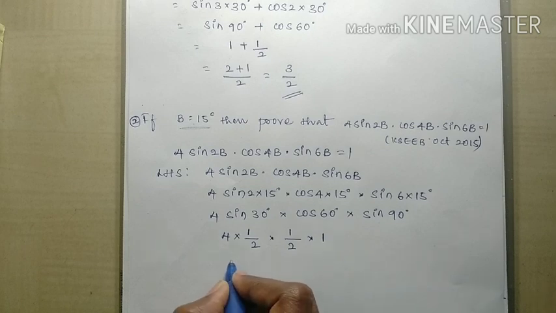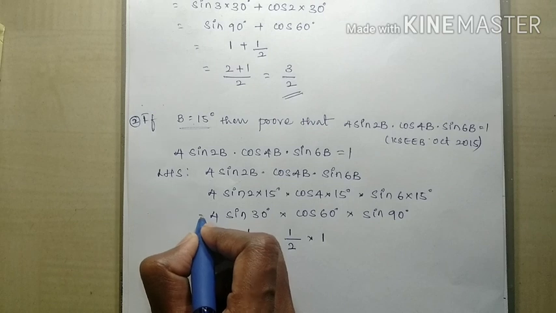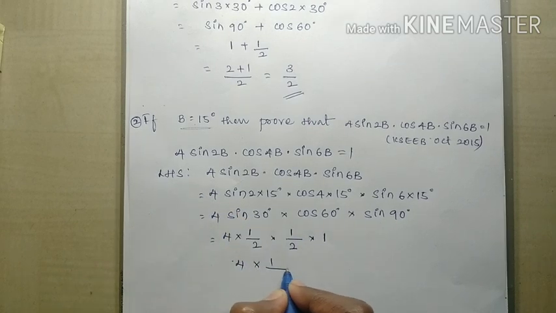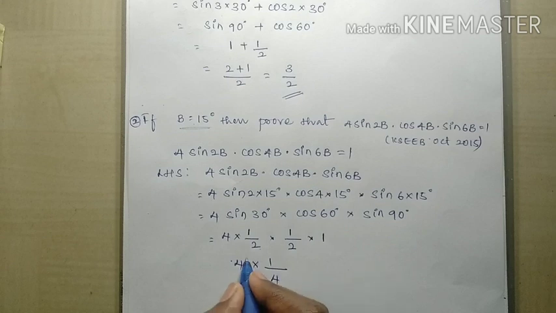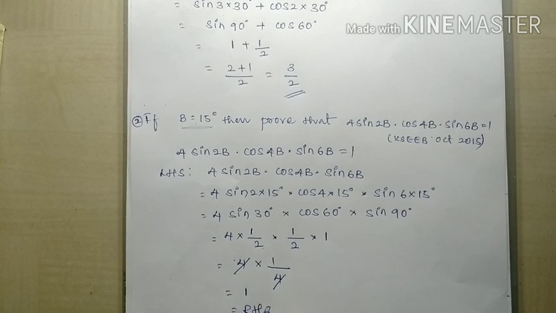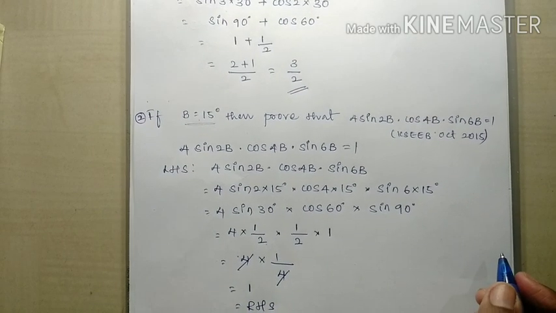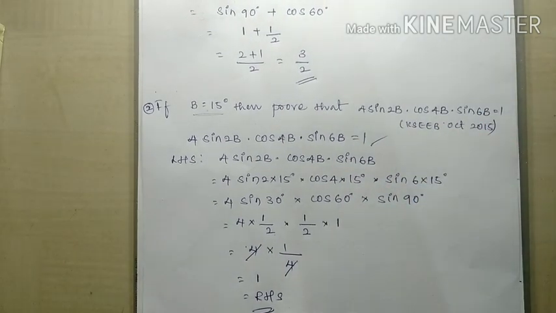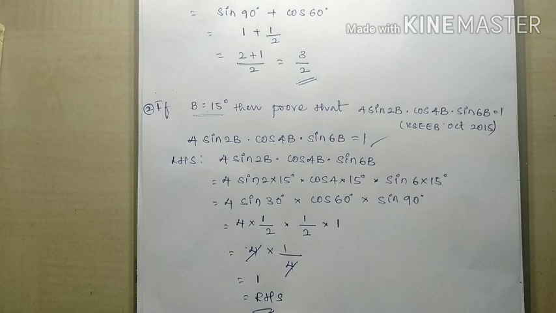So this equals 4 into 1 by 2 into 1 by 2. So 4 will get cancelled, that equals 1. So this is equal to RHS. So we got the RHS value as 1.